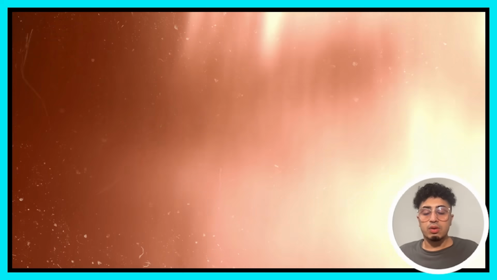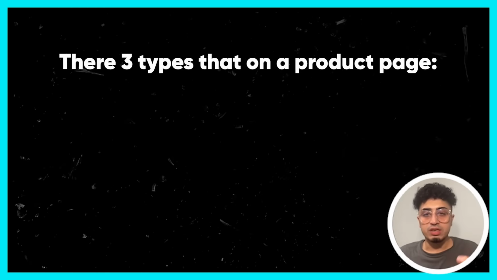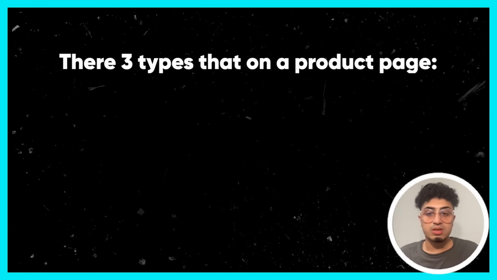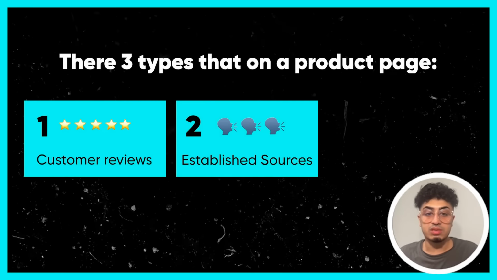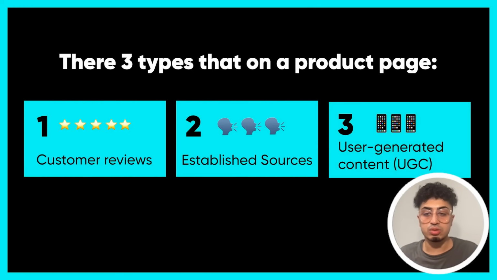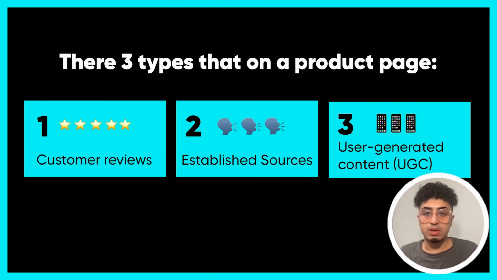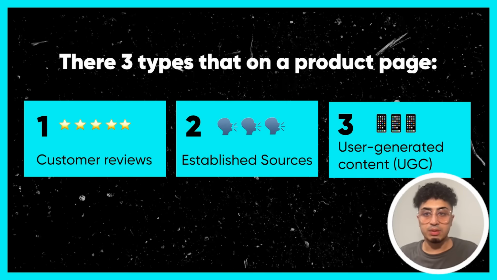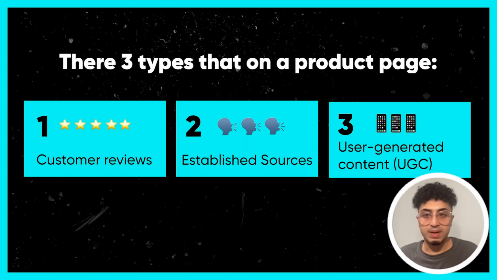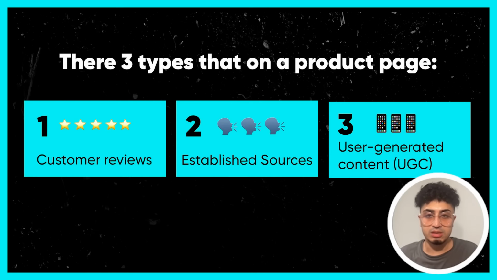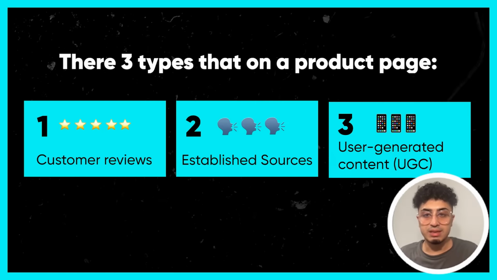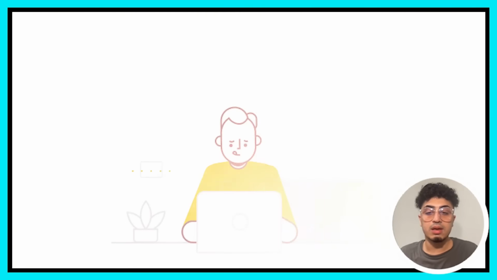So I'll explain. There are 3 types of social proof that you can utilize on your product pages. 1 is customer reviews, 2 is established sources, and 3 is UGC content, user-generated content. So phase 1, which is customer reviews, your product page is obviously going to tell people you're the best product in the world or the best option to solve the problem someone is experiencing. But what's better than you saying it? Your existing customer saying it on your behalf.